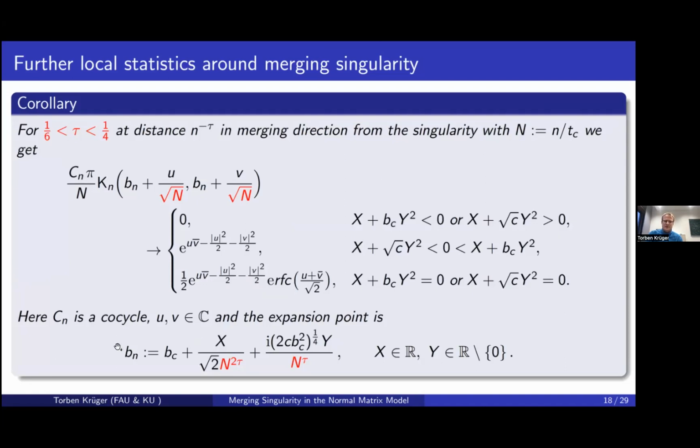So you just choose a point which is a mesoscopic distance from the singularity, then you get these three cases on the typical spacing scale, 1 over square root of n. And we have this restriction here that τ is only up to 1/6. Between 1/6 and 0, we expect exactly the same behavior, but then you will start to see the curvature of the circle.